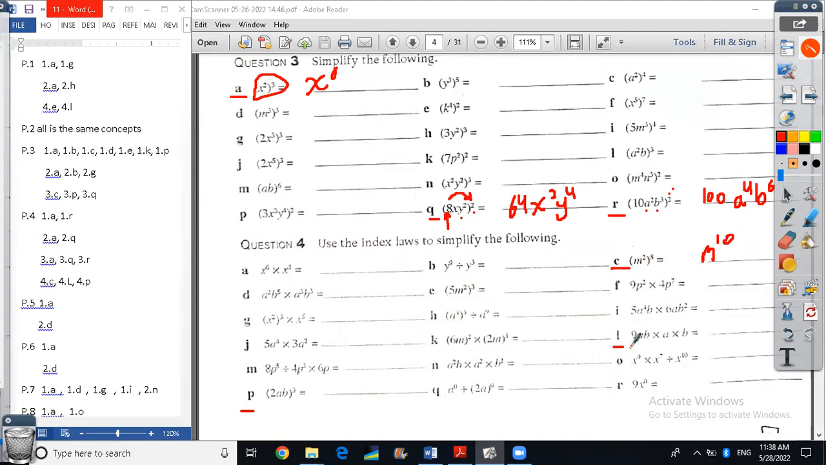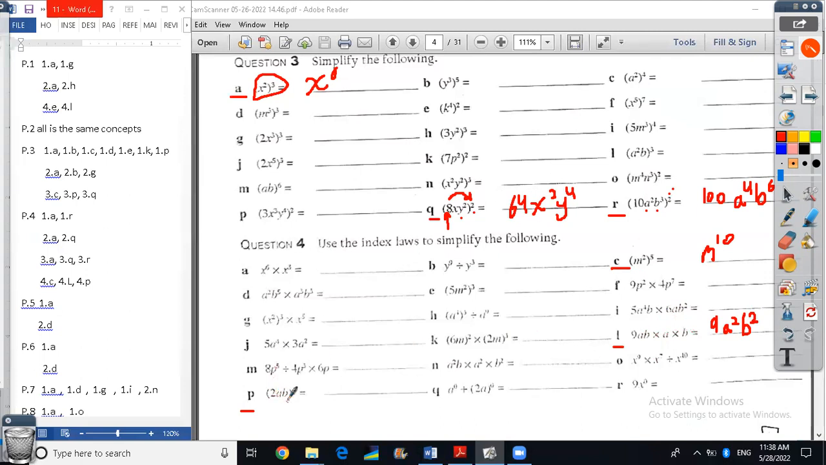Here, question L. 9 times, we're going to take here only the numbers with each other. So it's 9 times, what's the number that is here? 1. What's the number that is here? 1. So 9 times 1 times 1 is 9. A times A is A squared. B times, no B here, times B. So B times B is B squared. That's it. So it's 9A squared, B squared.